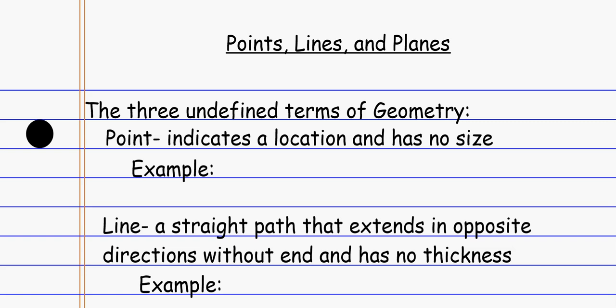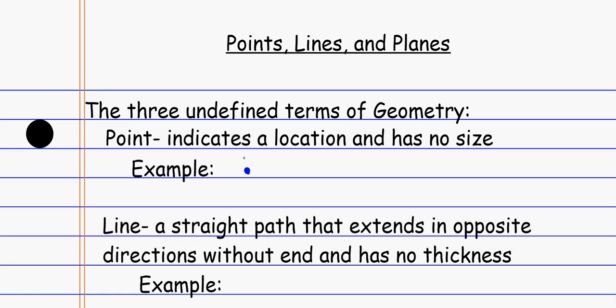So the three undefined terms of geometry: a point indicates a location and it has no size, all right? So if we're thinking about an actual point, you can't draw a real point because it has no size. It has no thickness in any direction. So when we draw it, we draw it with some size, some shape, like this. In all honesty, that is multiple points strung together as they start to form this thing.